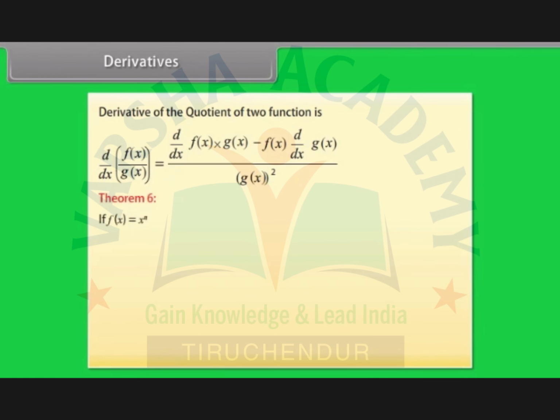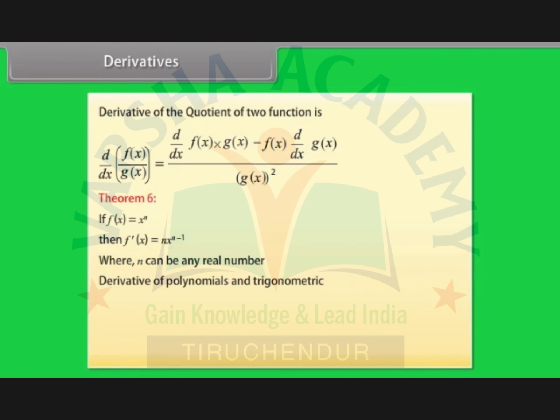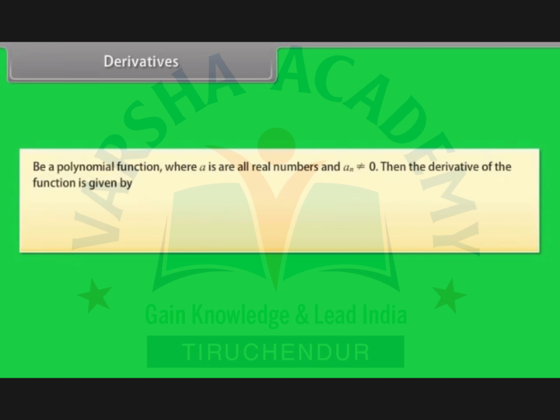Theorem 6. If f of x is equal to x raised to the power n, then f dash x is equal to n into x raised to the power n minus 1, where n can be any real number. Derivatives of polynomials and trigonometric functions. Let f of x be a polynomial function where a is a real number and a n not equal to 0. Then the derivative of the function is given by d by dx of f of x is.